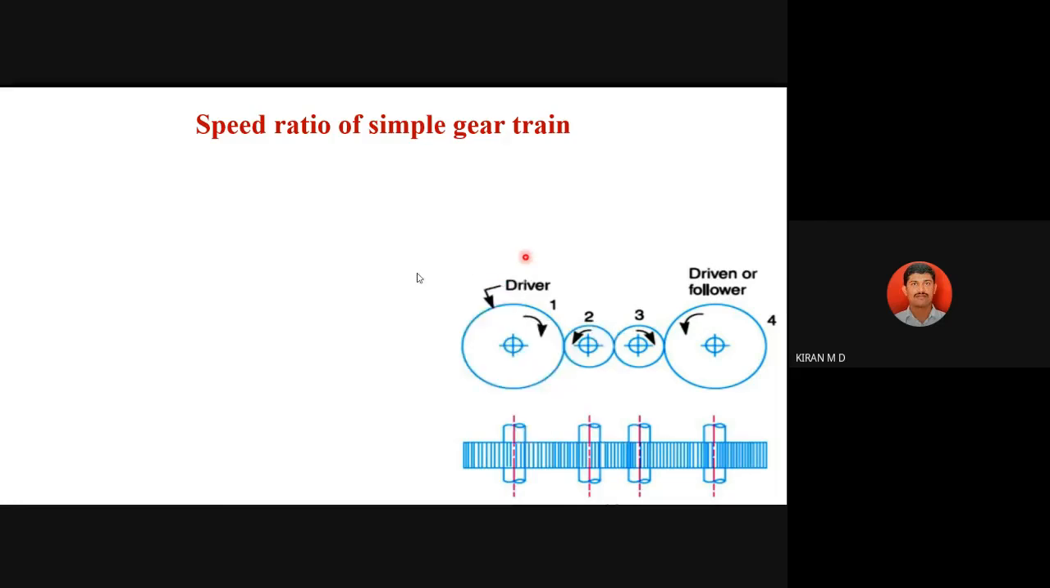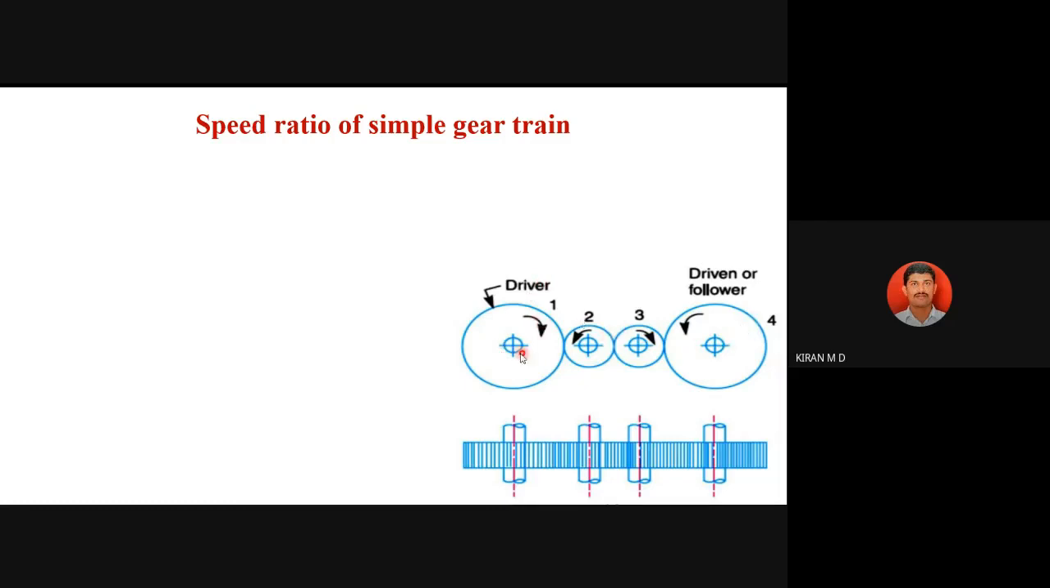Okay, we are able to see this figure. This is the driver and this is the driven. So this is the driving shaft and this is the driven shaft. To transmit the power from this shaft to this shaft, we are using the gear.